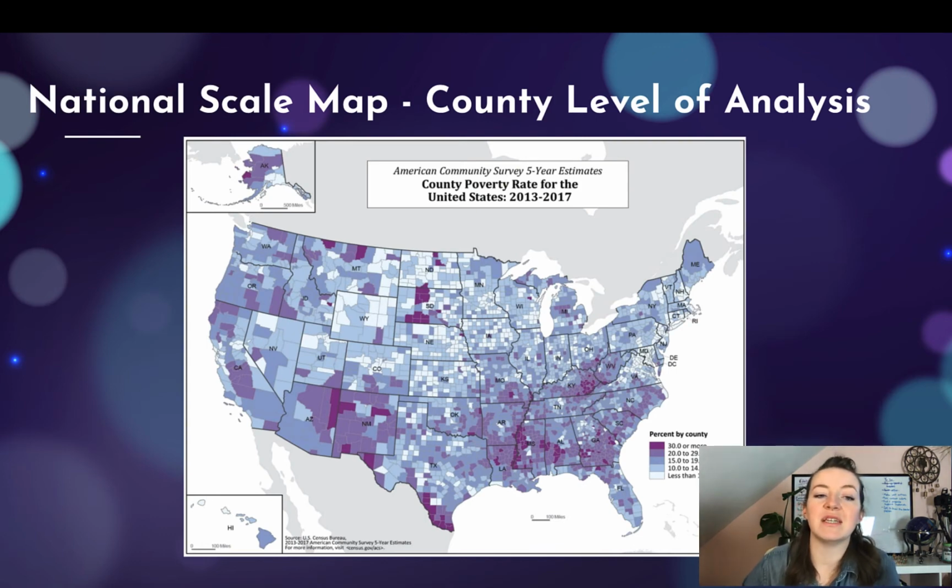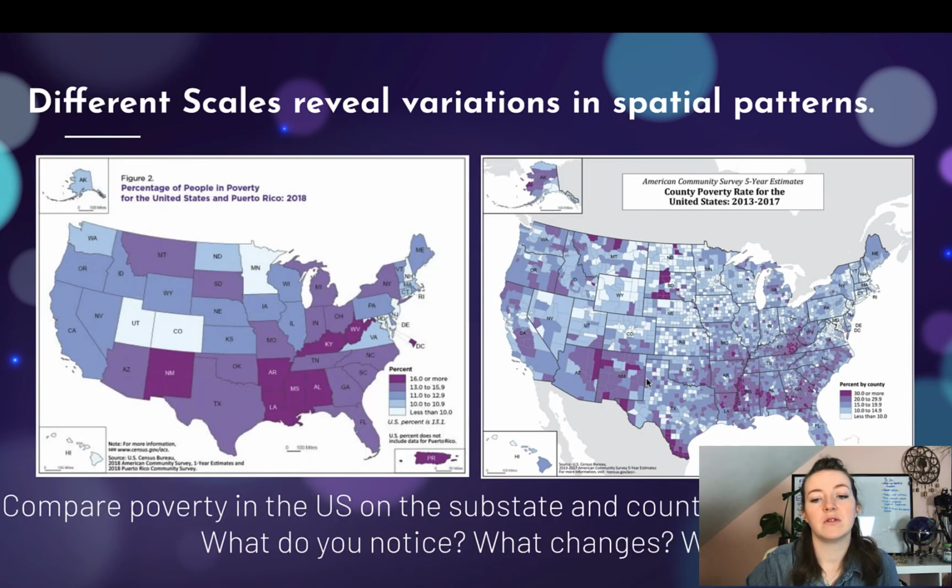Okay, so the national scale map, again, same scale, that national scale, but now we're looking at counties instead of substate. We could still kind of count it that way, but county is much more specific here. Again, same thing. We're looking at poverty rates. And what do you notice? So this is going to give us a nice comparison between the two, but this one does not compare Puerto Rico, but that's okay because we still have most of the other detail.